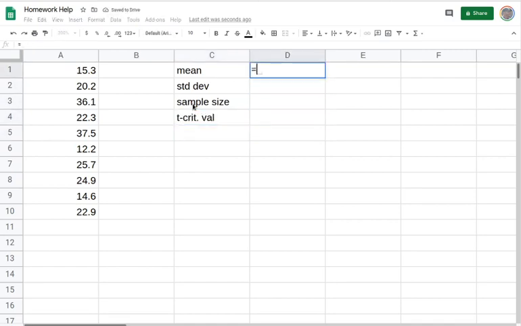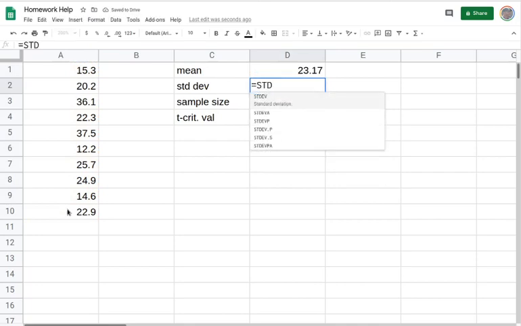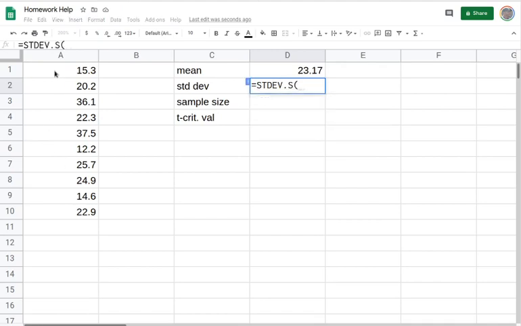So to calculate the mean, we're going to use the average function. So I use the average function and I drag over all this data, A1 to A10. And then I'll do the same thing here. I'm going to use the stdev.s for sample and drag over all this data. So there's my standard deviation. Now my sample size, I could just count, I could just look here, but if I didn't start at 1 and if I had a lot of data, I could do something like this. I could use the count function. And I'll drag over all this and it should tell me there's 10 there.